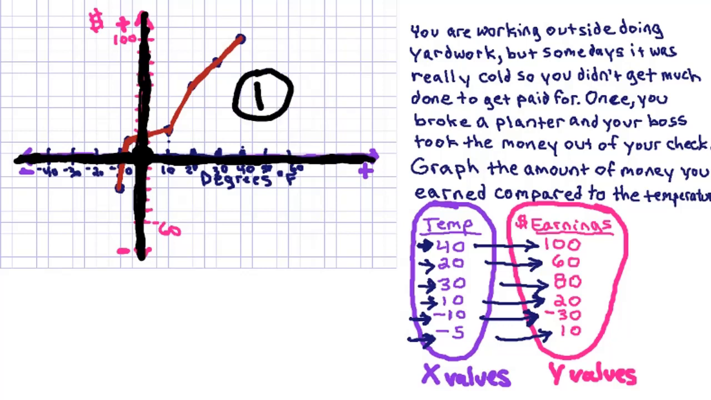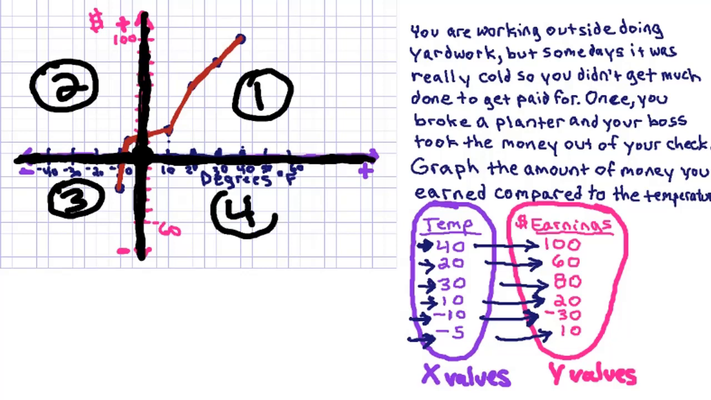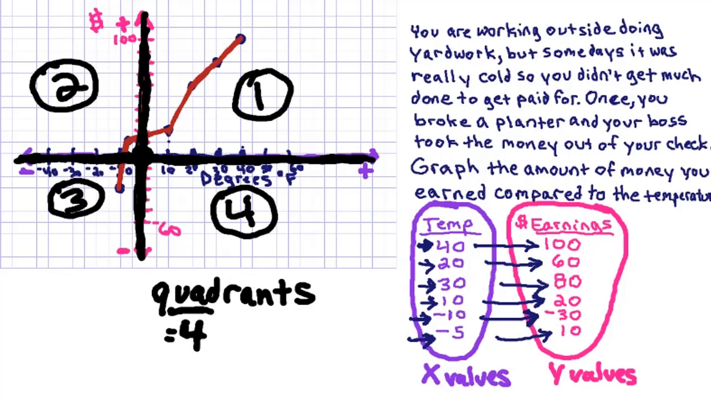Here's section 1, section 2, section 3, and section 4. So we call these quadrants, because quad means 4. So there's 4 sections, so the sections are called quadrants. So this is how you look at a graph where there's negatives on both the x and the y axis. It divides the paper into 4 different sections, or 4 quadrants.